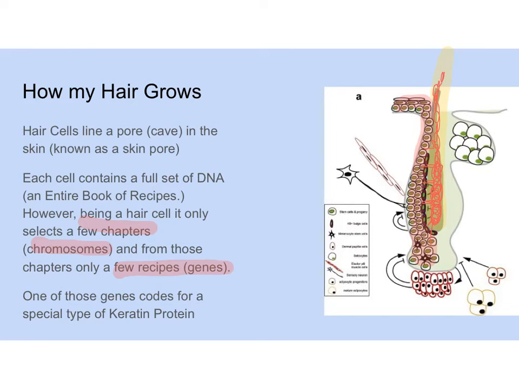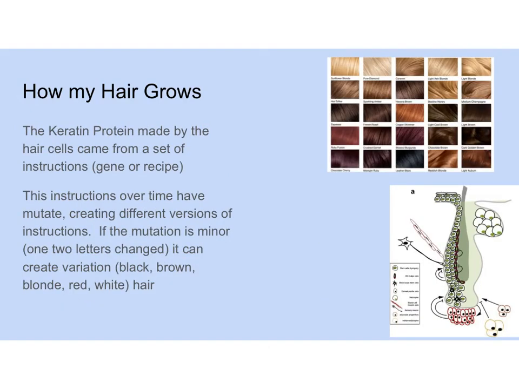As it keeps building more and more, your hair is just going to keep growing out and growing out, and these cells just release more and more protein into that little pore, or skin pore. So the keratin protein is made up of hair cells. It came from a set of instructions, or a gene, or a recipe. And these instructions over time mutate, creating the different versions.